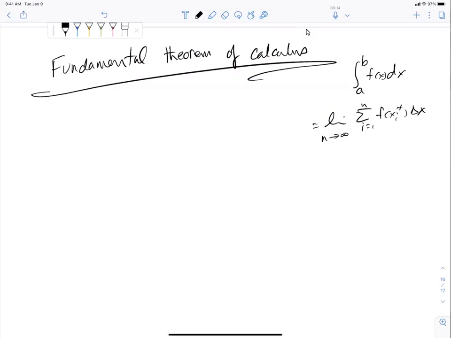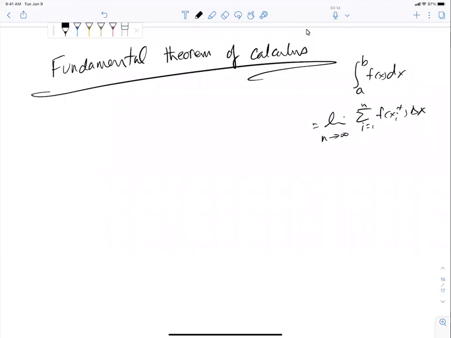So that's the definite integral. Whenever I say definite integral, I mean there are finite bounds for the integral, and so forth. We talked about properties of that in the last lecture, so you should review that before this part.